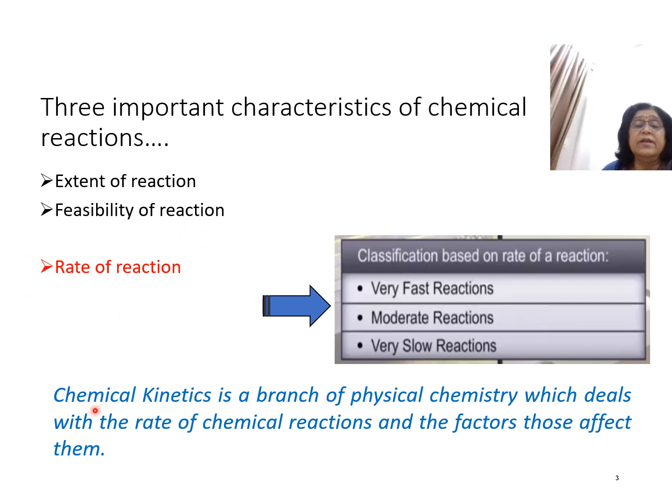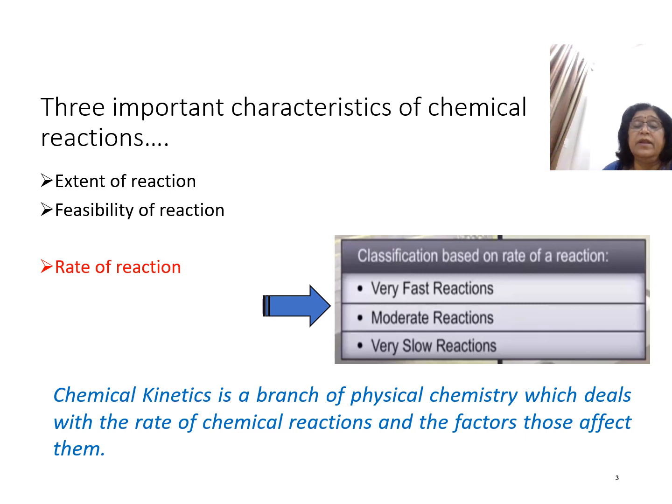So basically, chemical kinetics is a branch of physical chemistry in which we study about the rate of chemical reactions and the factors affecting rate of chemical reaction. Right? So rate of reaction. Now, the reactions, if you categorize them, they are categorized into three types: very fast reactions, very slow reactions, and moderate reactions.